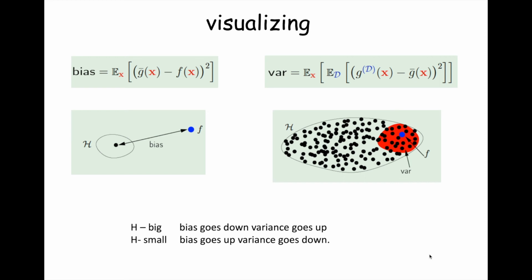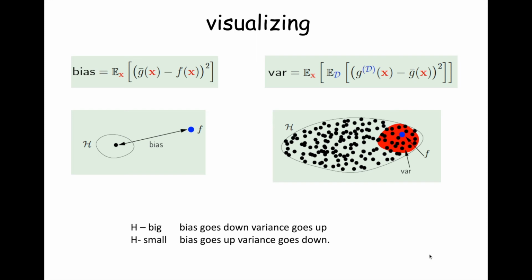So the larger the hypothesis set, the larger the variance is. But you'll notice here, if you have a big hypothesis set, the bias is going to go down, because the distance between the hypothesis set and the ground truth target function is going to be smaller because it has such a broad representation. It's going to get closer and closer on average to the ground truth target function.